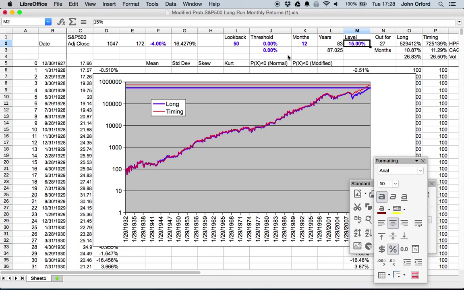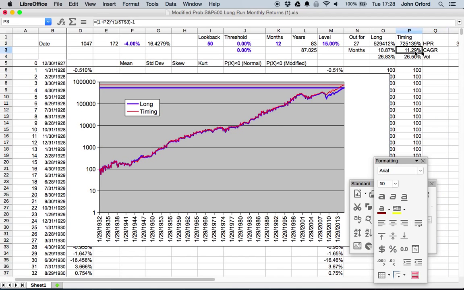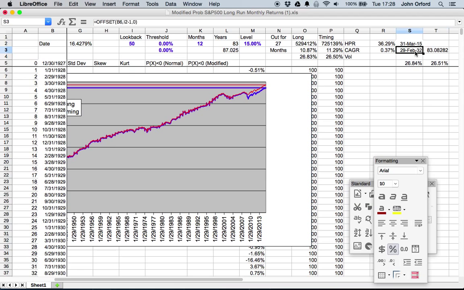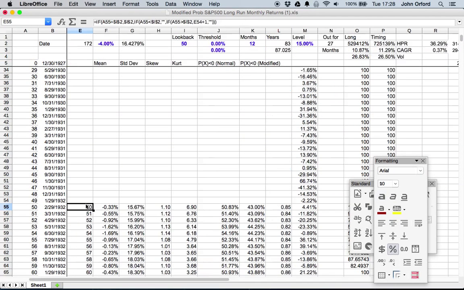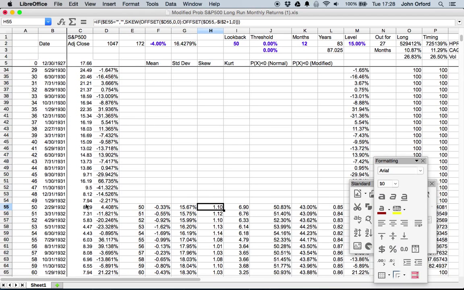Other things, so the level is the proportional difference between the Cornish Fisher approach to calculating the probability of a loss and the normal distribution approach. And here the returns, the CAGR, and all that good stuff. All right, so let me just scroll down a little bit, and we see the calculations for the mean, standard deviation, skew, kurtosis, probability less than zero here. Ah, here we go, J2, yeah, that's the threshold.